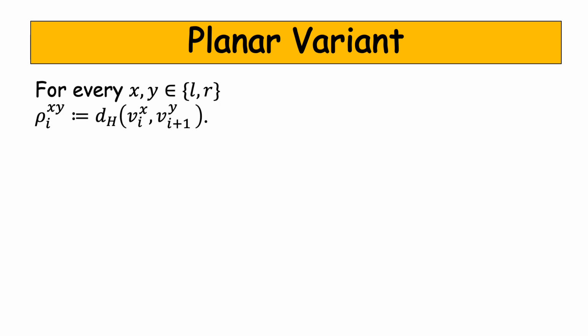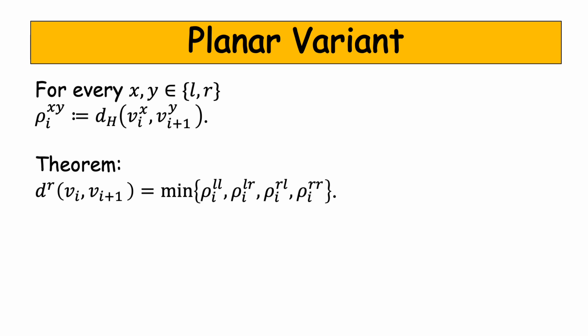So one small notation, x and y here play the role of left or right, and we denote the distance from vi x to vi+1 y in the graph H by rho i x y for short. And the following theorem states that the distance from vi to vi+1 in the graph GR is equal to the minimum of all possible distances from vi to vi+1 for all the four possibilities: left left, left right, right left, and right right.